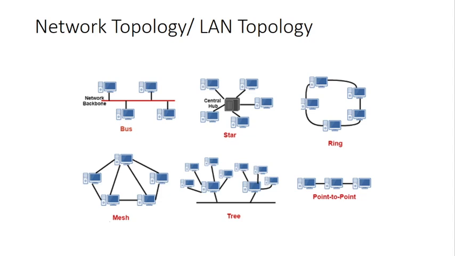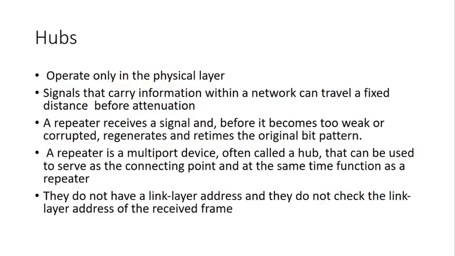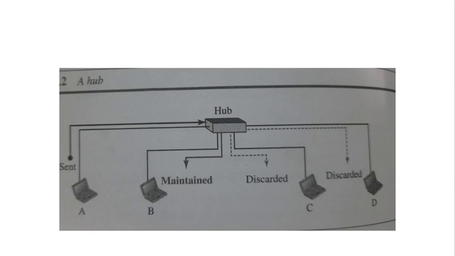In a star topology, a repeater is a multiple port device, which is called a hub. So a hub is nothing but a multi-port repeater, or a repeater which is a multi-port device. A hub can be used to serve as the connecting point and at the same time function as a repeater. Let's see an example of a hub.